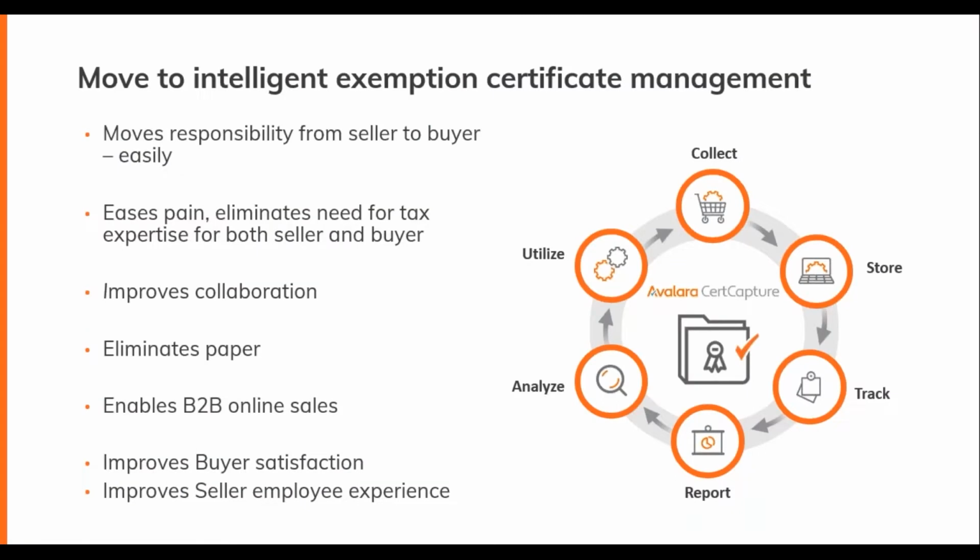The first thing is move to intelligent exemption certificate management. We can no longer be in the paper and PDF business. We have to make sure we are collecting the right document for the right reason. It is valid. We're tracking it. We're renewing it. We have to get out of the paper business. I don't know why we're still in the paper business for exemption certificates. We've got to get that automated.